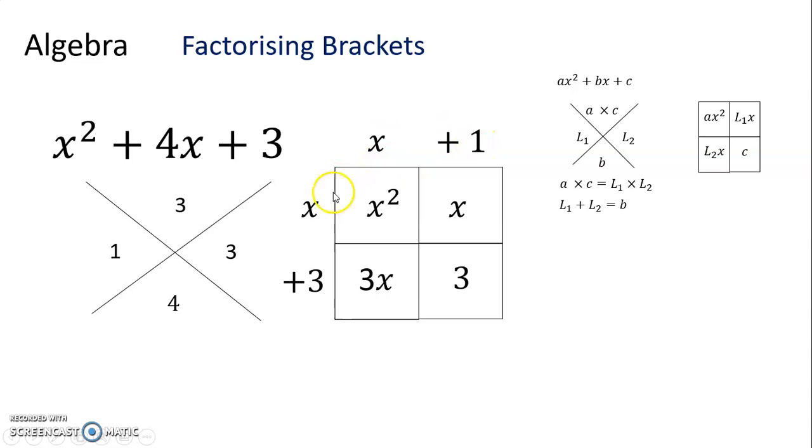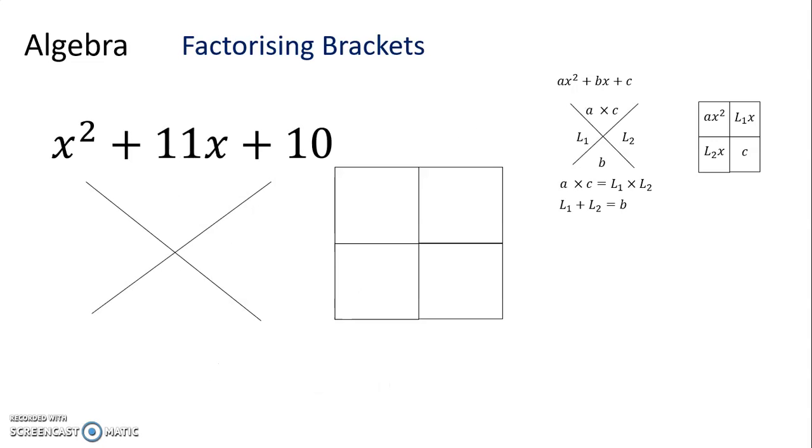And so this tells me what my two brackets need to be. So x squared add 4x add 3 is equal to x add 1 multiplied by x add 3. And it's always useful to check that you're correct by just expanding that bracket back again and checking that you get back to where you started.